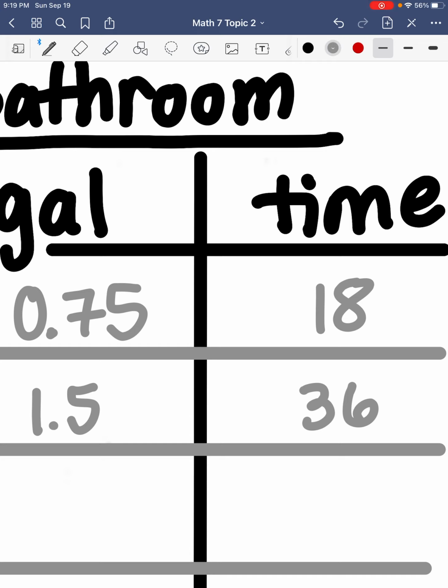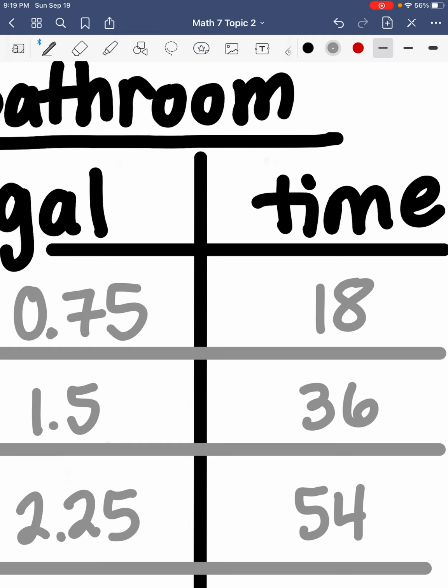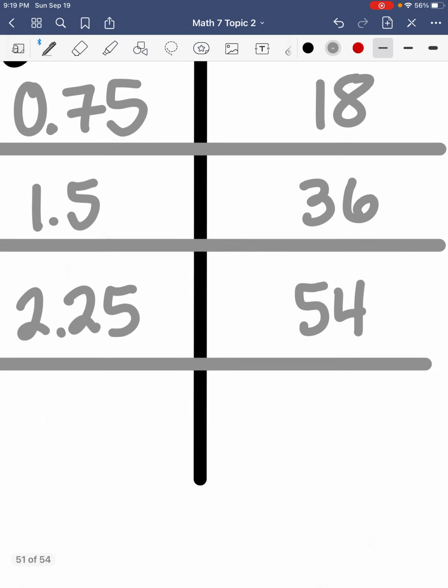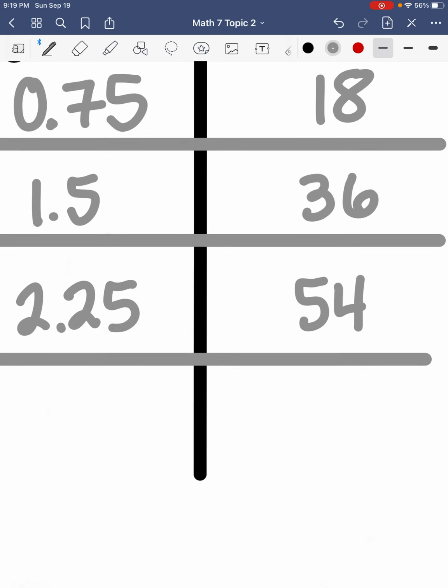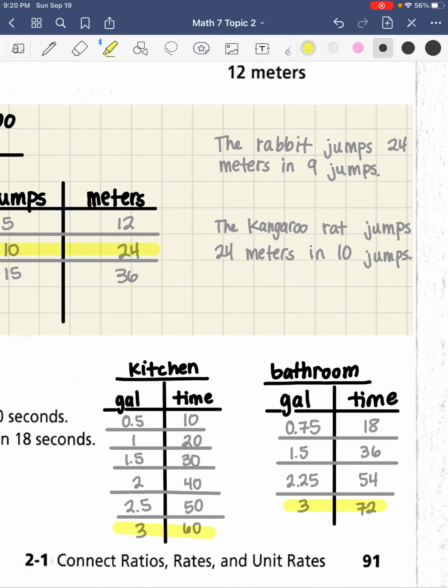Well, let's keep going because we're not at 3 yet. So what is 1.5 plus 0.75? Well, that's going to be 2.25. And we're going to add 18 to 36, and that's going to give us 54 seconds. Let's keep going. What is 2.25 plus 0.75? When I put that in my calculator, I get 3. And what is 54 plus 18? 72. So in the bathroom, we'll get 3 gallons of water in 72 seconds.